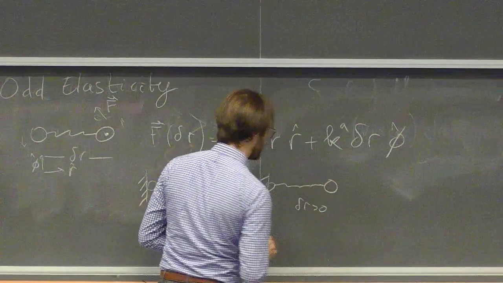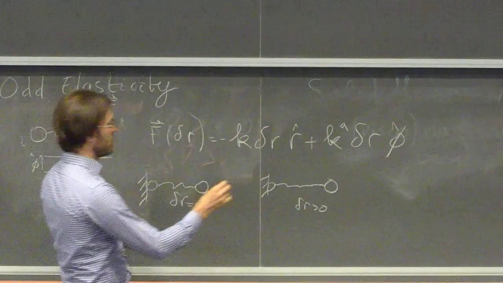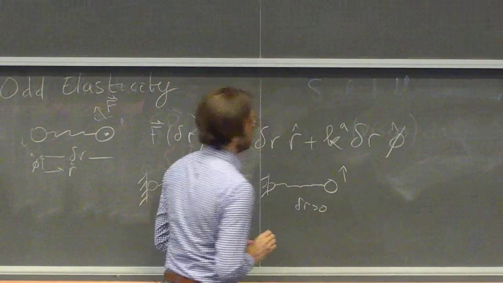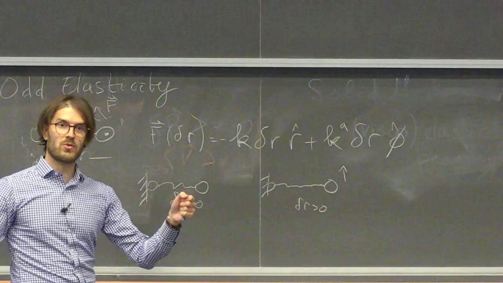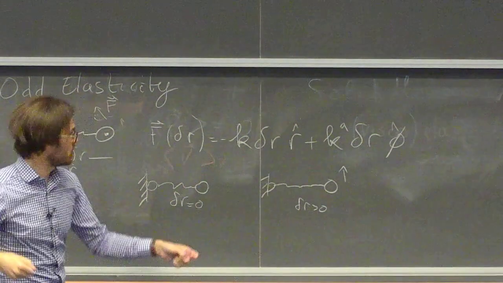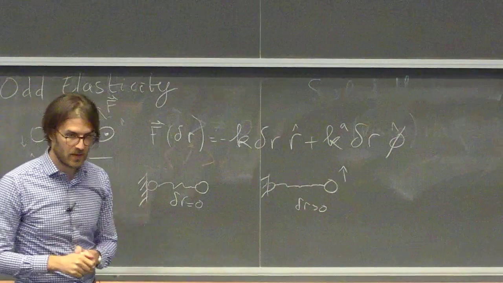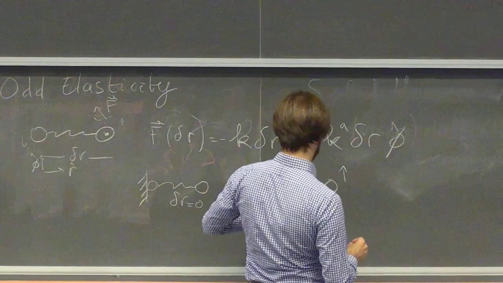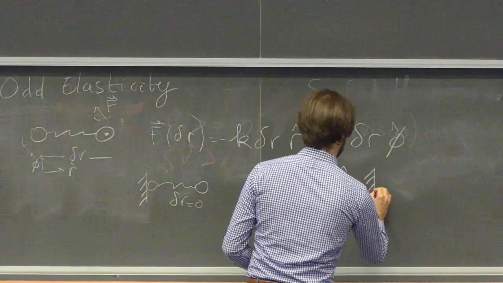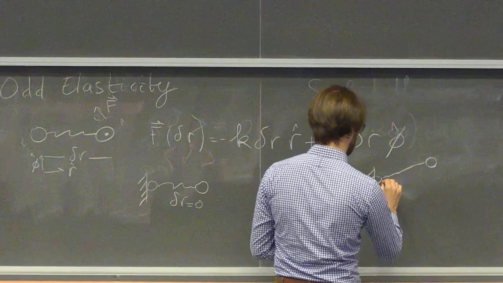Say delta R is greater than 0. And what this will give me is a net force perpendicular to this displacement. And then I'm going to rotate with this force. I'm going to use this transverse force to do work on the environment. I'm going to displace this spring by a certain amount here.